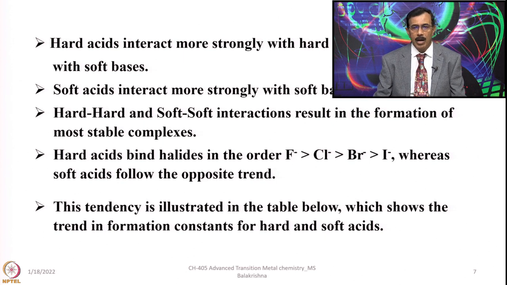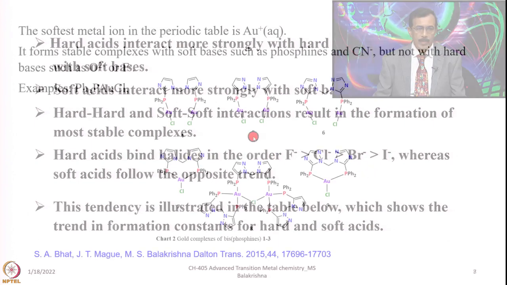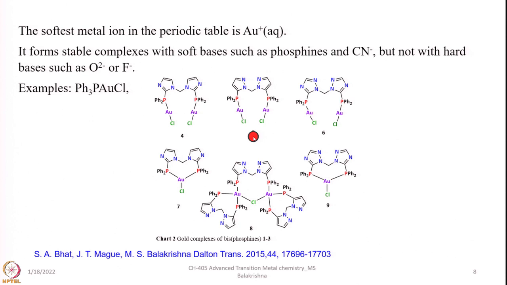You can see the order shown, whereas soft acids follow the opposite trend. For example, early metal fluorides are more stable, whereas late metal iodides are more stable. The softest metal ion in the periodic table is gold plus in aqueous solution. It forms stable complexes with soft bases such as phosphines and cyanide, but not with hard bases such as oxide and fluoride.